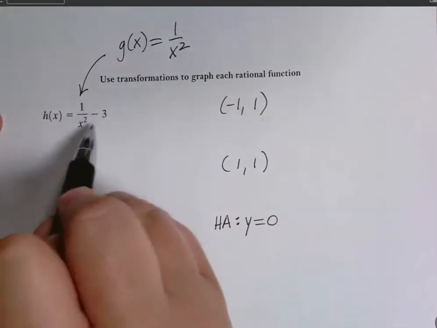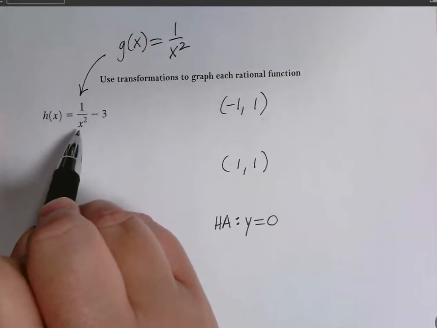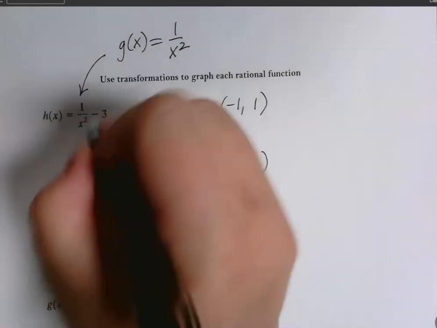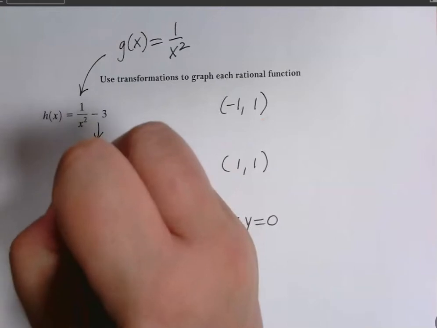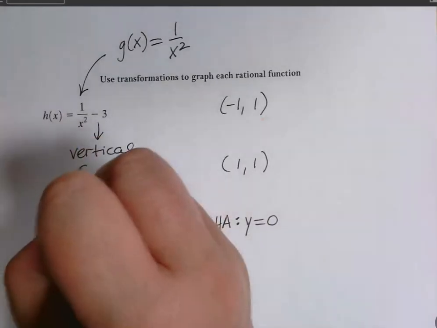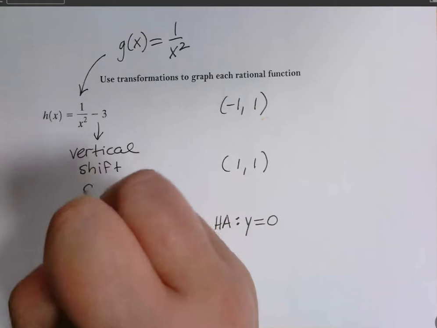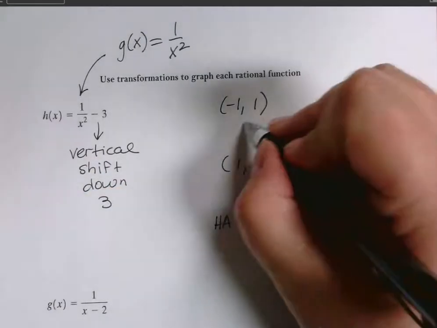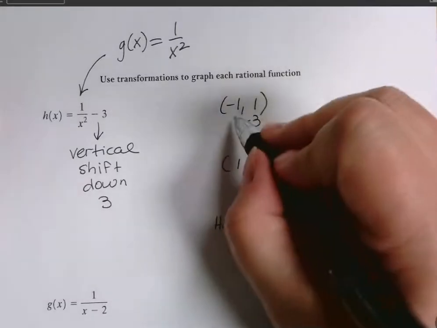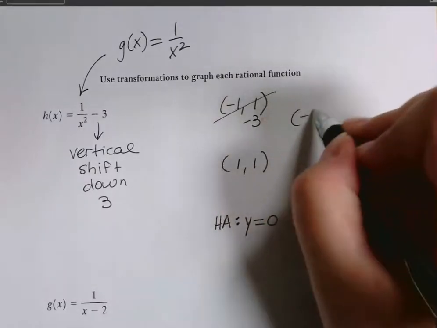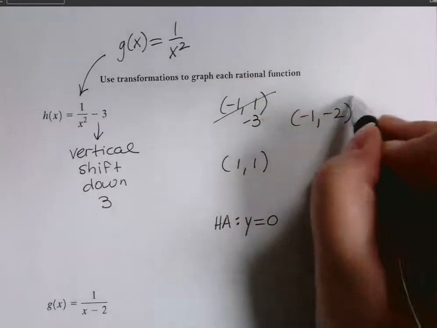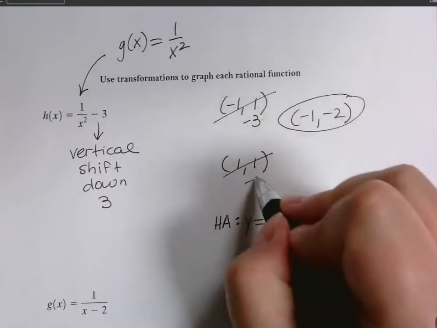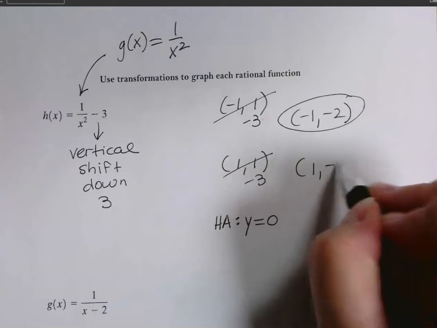This is telling me there's nothing happening inside with x there. Nothing else is being squared. X is still by itself. So no horizontal shifts at all. This is a vertical shift down 3. Vertical happens to y. So that means I'm going to go down 3 with each y. That means subtract 3. So my new point is going to be -1, -2 for that point. And for this one, it's going to be 1, -2.